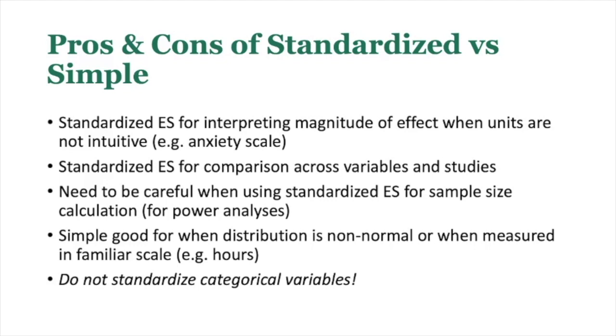Another thing to note is a simple effect size is good when the distribution is non-normal, really far from normal, or when measured in a familiar scale like hours or dollars. When the distribution is really far from normal, then standard deviations become less reliable as a measure. So just using the simple or raw effect size can be really useful. Also, one note is do not standardize categorical variables. We already can get really useful information out without standardizing the categorical predictors. And we're going to talk about how in just a moment.